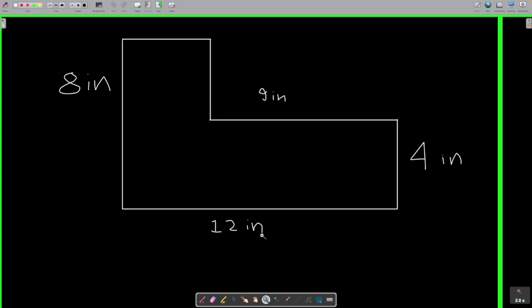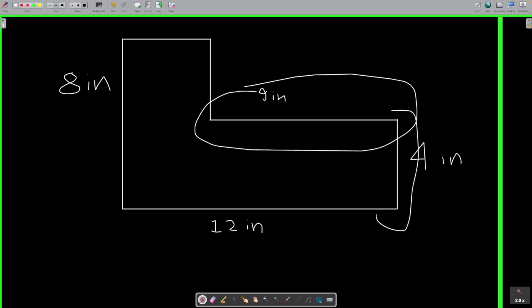Today we're going to be talking about how to find the perimeter of a polygon and also how to find the circumference of a circle. So let's begin. We have this shape here and we have 8 inches for this side, 9 inches, that's this, 4 inches which is this, and then 12 inches which is this.